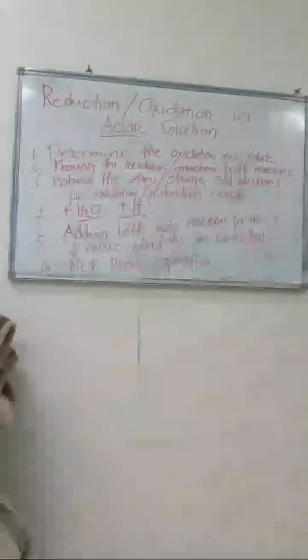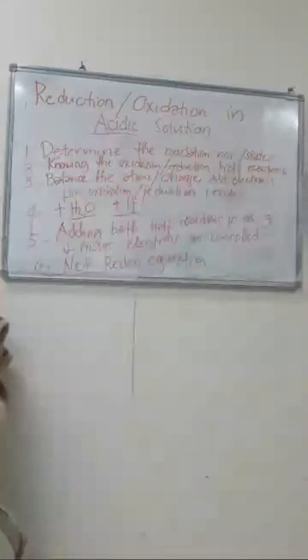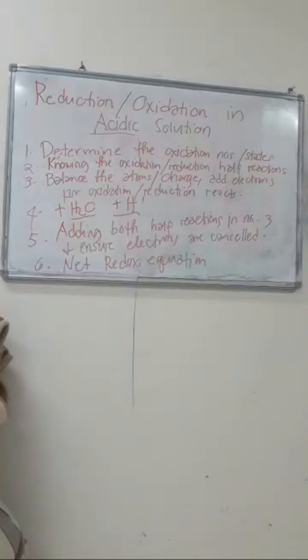So you can see now the steps of reduction and oxidation. That's very clear. We have at least 6 steps on how to do the reduction and oxidation in acidic solution. Any questions so far?